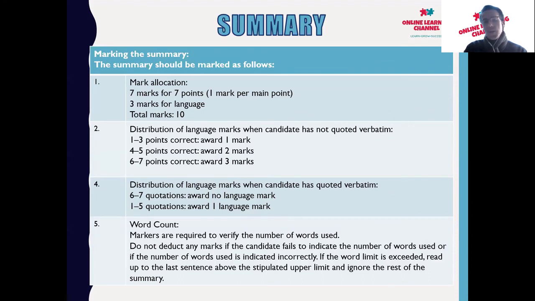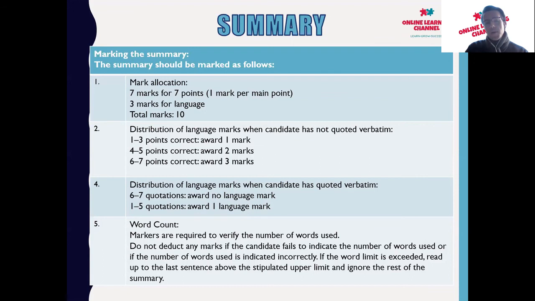Distribution of language marks when the candidate has not quoted verbatim: 1 to 3 points correct, 1 mark awarded; 4 to 5, 2 marks; 6 to 7, 3 marks. Distribution of language marks when the candidate has quoted verbatim: 6 to 7 quotations, award no language mark; 1 to 5 quotations, award 1 language mark.